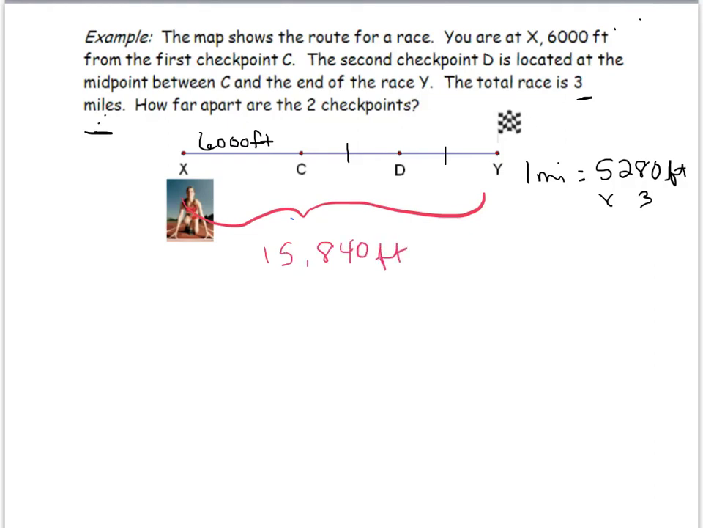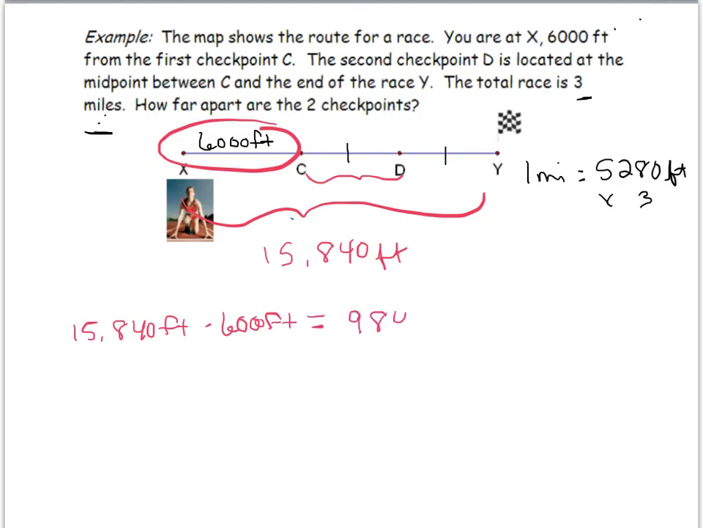Now, because we're focusing on the distance between the 2 checkpoints C and D here, we really don't need this 6,000 feet. So I'm going to take, first of all, the 15,840 feet and get rid of my 6,000 feet. Okay, that leaves me with a length of 9,840 feet. So that makes my distance from C to Y 9,840 feet.